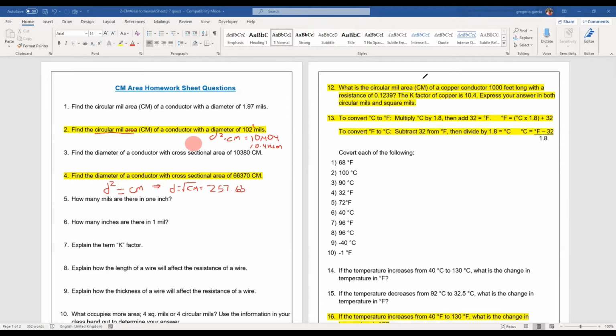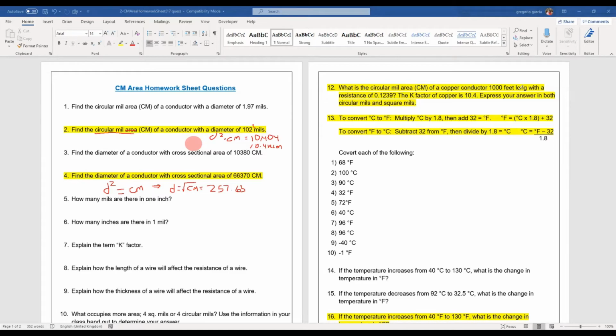Now, let's get into something that looks more like that resistivity in the conductors that I was telling you about before. So in this instance, we have the circular mil area, the CM. That's what we are trying to determine in a copper conductor that is 1,000 feet long.